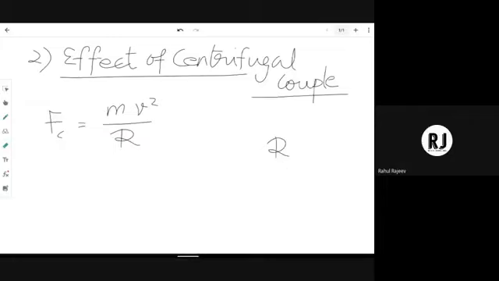മനസ്സിലാവുന്നുണ്ടോ? കാരണം M എന്ന് പറഞ്ഞാൽ മാസ് ഓഫ് വെഹിക്കിൾ പ്ലസ് ഇറ്റ്സ് റൈഡർ ആയി, സ്മോൾ ലെറ്റർ V എന്ന് പറഞ്ഞാൽ ഇറ്റ് ഈസ് ലീനിയർ വെലോസിറ്റി ഓഫ് ദ ഹോൾ വെഹിക്കിൾ. So obviously centrifugal force should be with respect to the radius of curvature, which is capital R. So mv squared by r ആണ്.